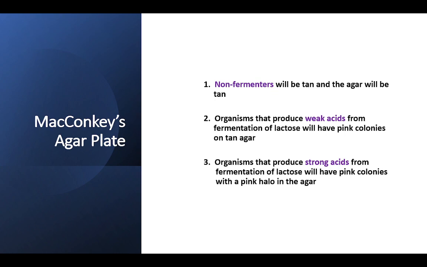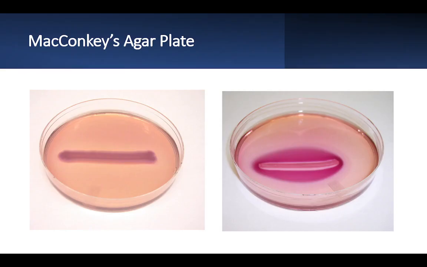But if you're a strong fermenter, you will turn into these hot pink colonies, and then you will change the color of the agar around you, creating this halo effect where you're pulling in the bile salts and you're changing the color of the agar to hot pink. I'll show you guys an example of that.